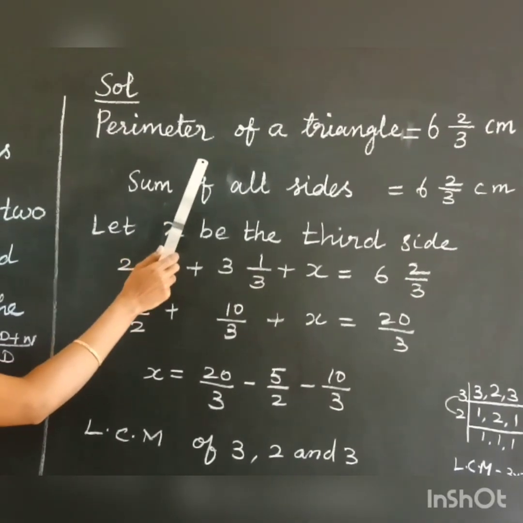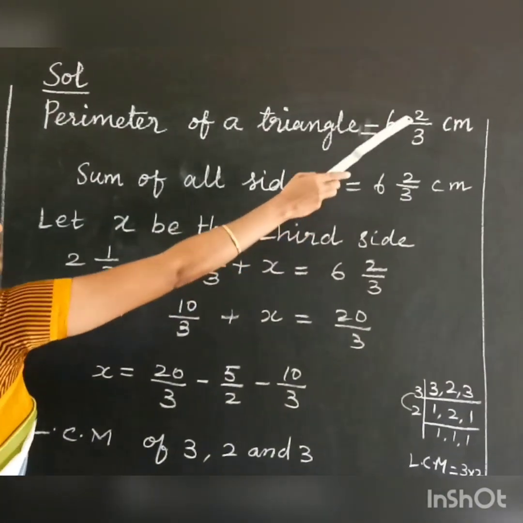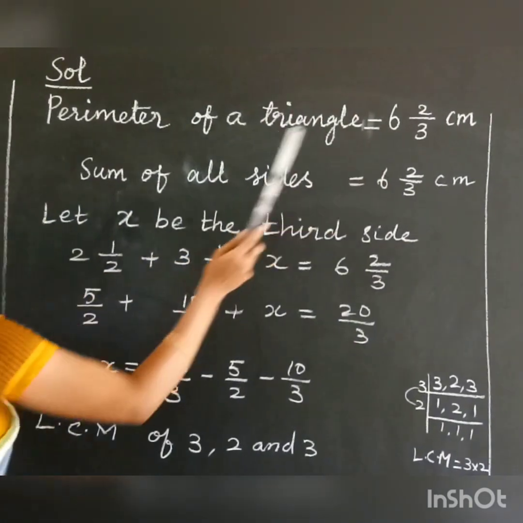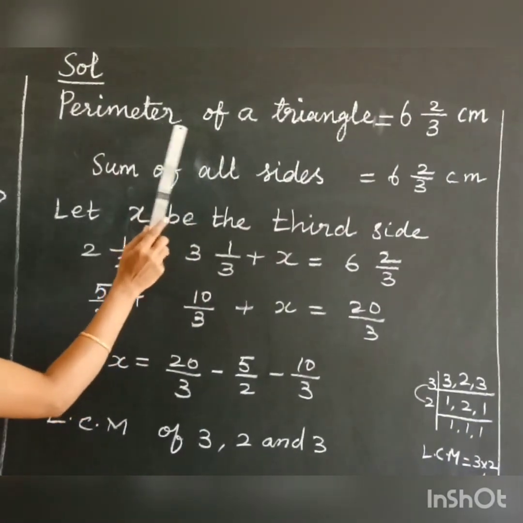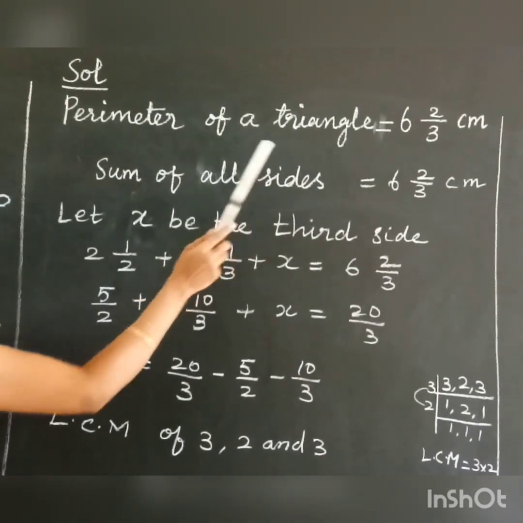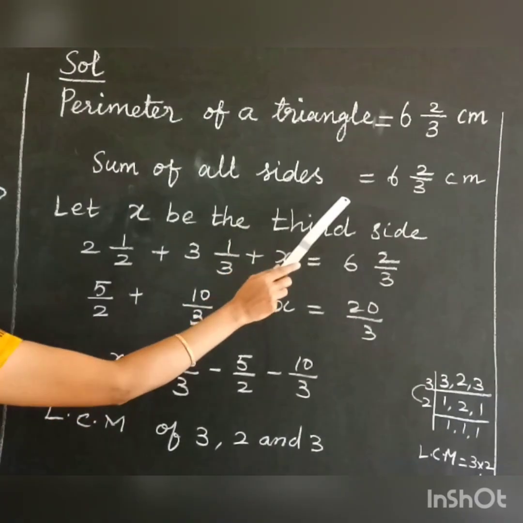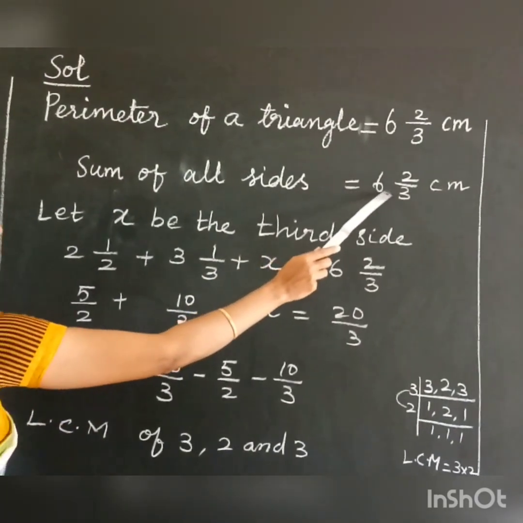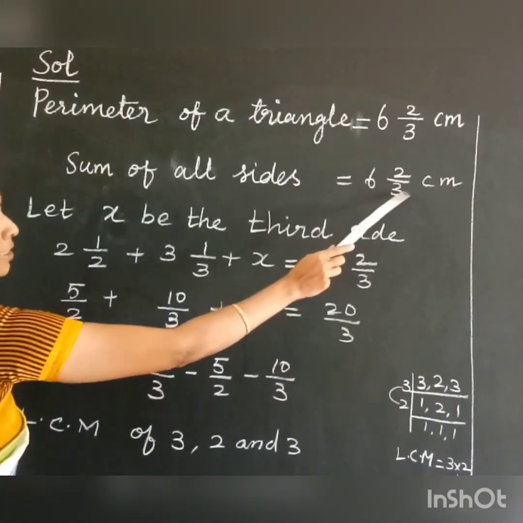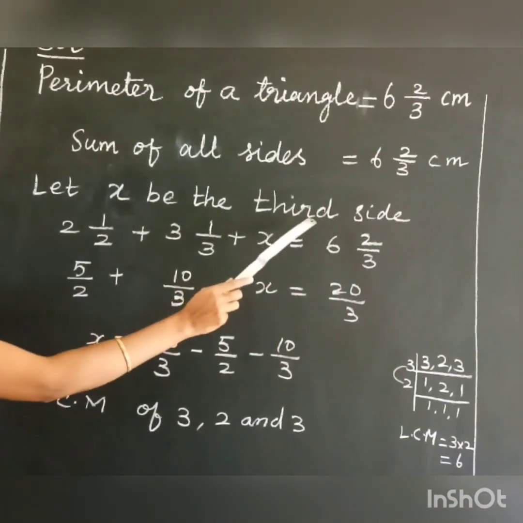What is given? The given is perimeter of your triangle equal to 6 2/3 centimeter. And then what is the formula of perimeter of the triangle? You already studied it in 6th standard, isn't it? So sum of all 3 sides. So how many sides are here? 3 sides, and we get the answer 6 2/3 centimeter. So let x be the third side.